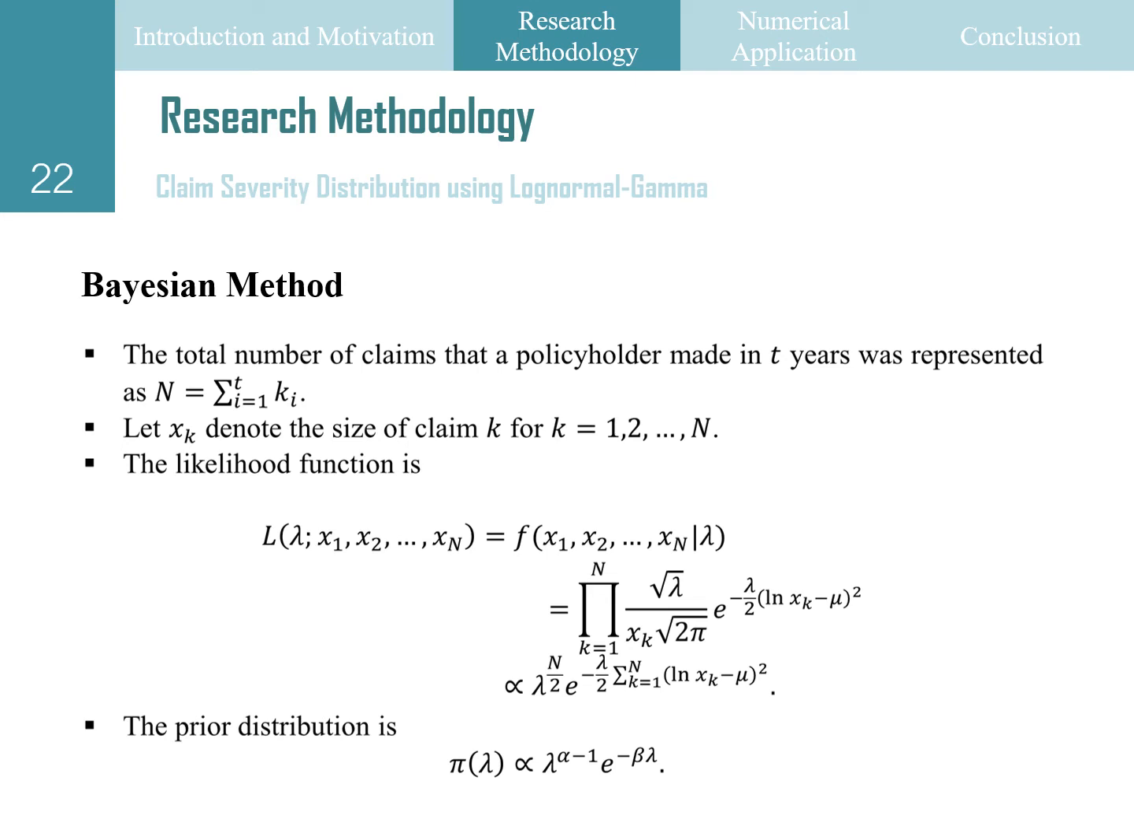The total number of claims that a policy holder makes in T years is represented as N, which is equal to the summation of Ki, where i equals 1 to T. Let Xk denote the size of claim k for k equal to 1 to N. Then, the claim size history in T years can be displayed in the form of the vector X. The total claim size over T years is the summation of Xk for k equal to 1 to N. Then the likelihood function is like this. And finally, the prior distribution is in the last equation.